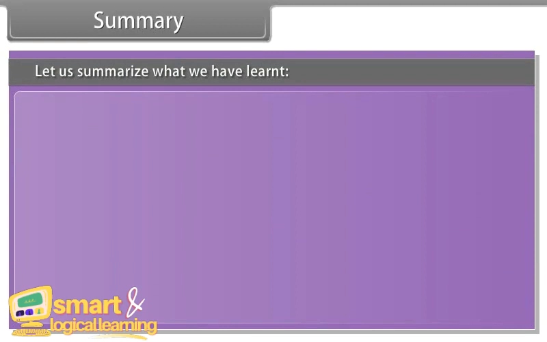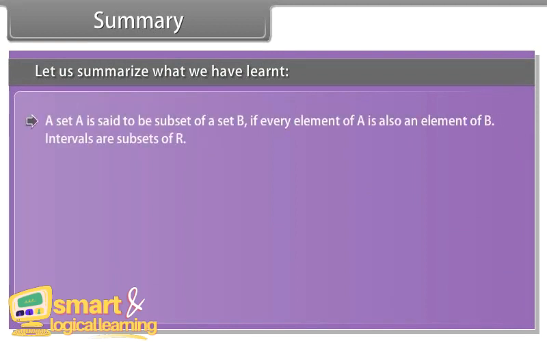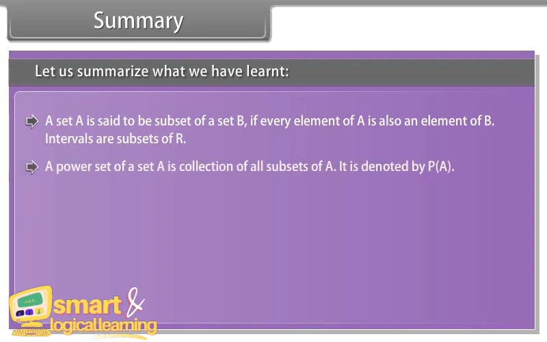Summary. Let us summarize what we have learned. A set A is said to be a subset of a set B if every element of A is also an element of B. Intervals are subsets of R. The power set of a set A is the collection of all subsets of A. It is denoted by P(A).